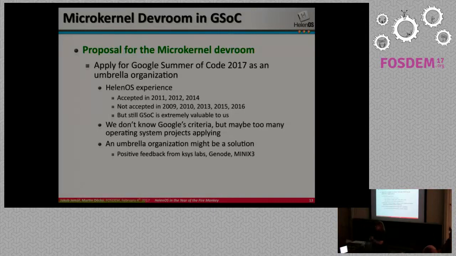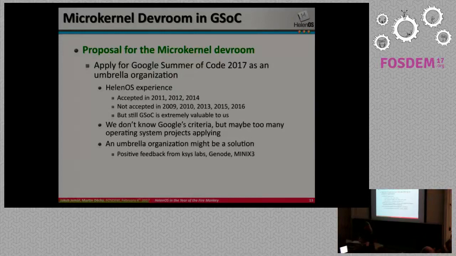So the ratio between acceptance and non-acceptance, we don't know why we were accepted in these years and weren't accepted in those years. Obviously our application was consistent. We didn't just screw up in the other years. Everybody knows that Google is not sharing its internal criteria for accepting projects into GSOC. So we don't know what the problem is for them.